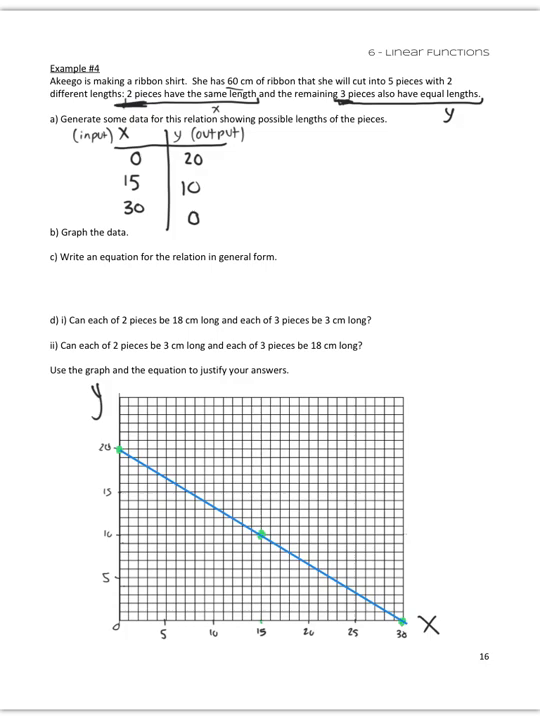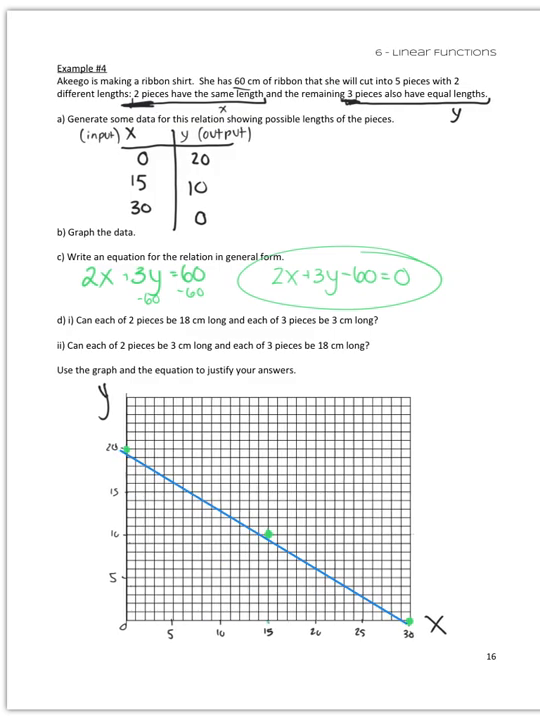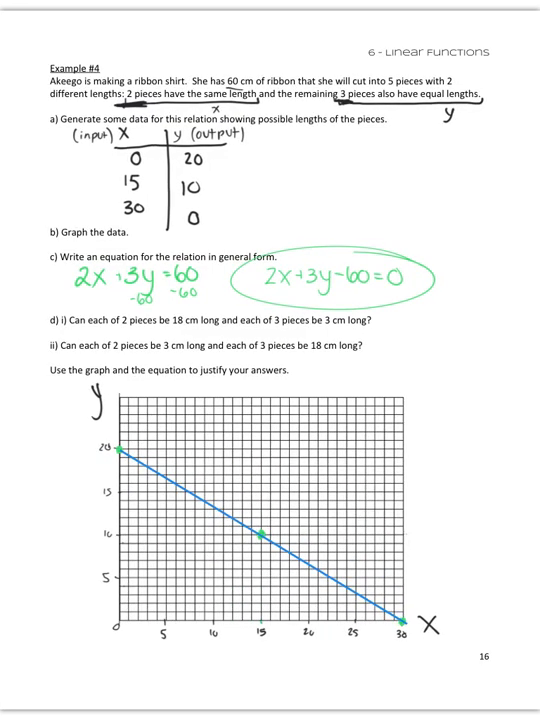So we can say that 2x, so 2 times the length of x plus 3 times the length of y is equal to the 60 centimeters of ribbon that we had. Now, to get this in general form, I just need to subtract 60 from both sides. So 2x plus 3y take away 60 is equal to 0. We could have also written an equation of the line using our slope-intercept form and been able to work backwards into general form as well using our graph.